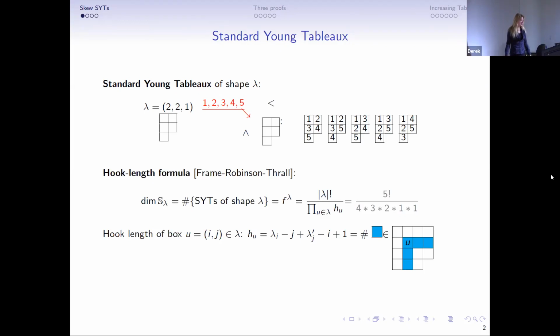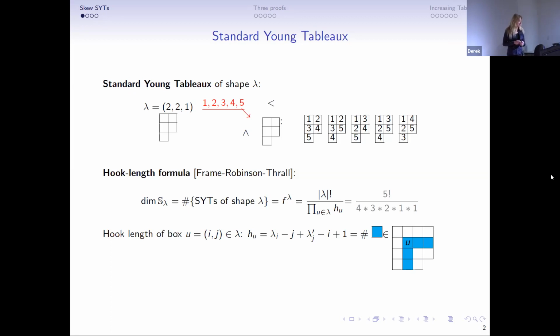In this case, we have a beautiful formula, the hook length formula of Frame, Robinson, and Thrall, that tells us that the number of standard Young tableaux of shape lambda, this f lambda, which is standard notation that I'll be dragging around, so if you see that again, that means we're counting standard Young tableaux, is equal to n factorial divided by the product of the hook lengths.